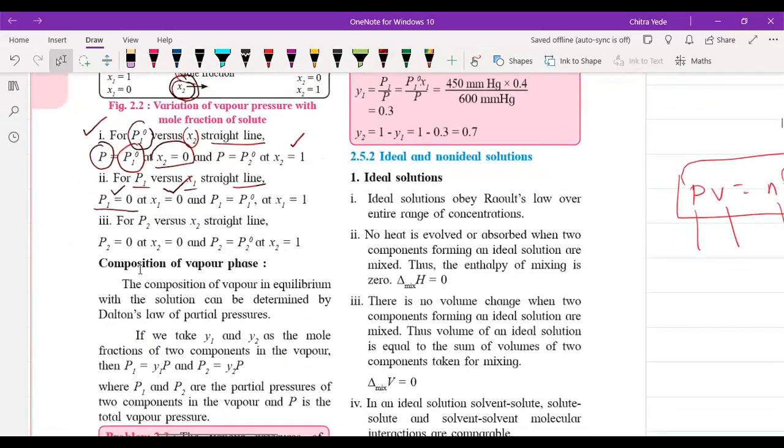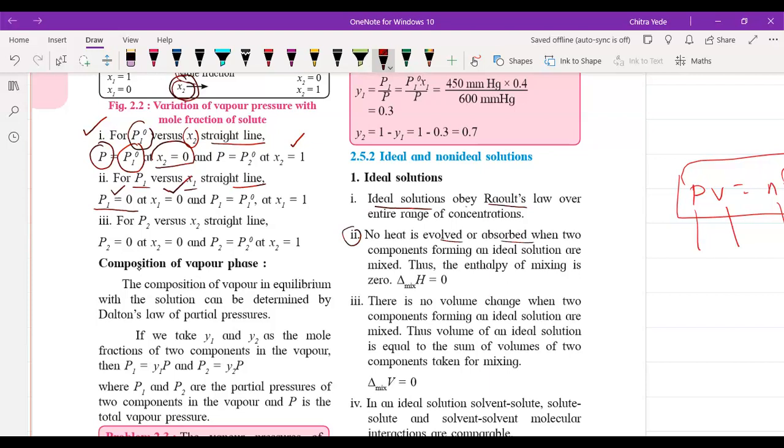Okay, here we have the ideal solution. Ideal solution obeys Raoult's law. Then we have Gay-Lussac's law, Avogadro's law, etc. at all ranges of temperature, pressure, and concentration. That is called what? Ideal solution. Okay. Second, no heat is evolved or absorbed.